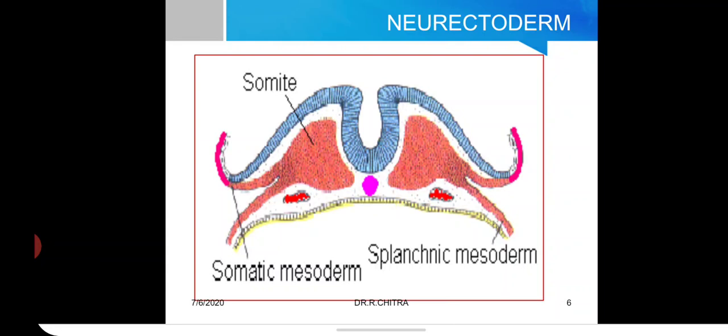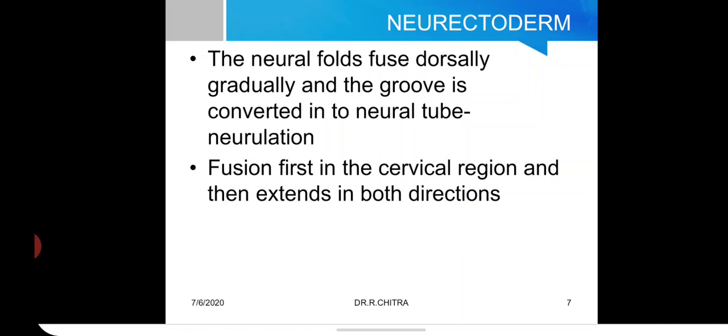First is the neural plate. Now it has been folded, the neural groove. The depression is called the neural groove and the sides are called neural folds. The tips of the neural folds have specialized cells, which will be called the neural crest. These neural folds fuse dorsally and gradually the groove is converted into a neural tube. This process is called neurulation.